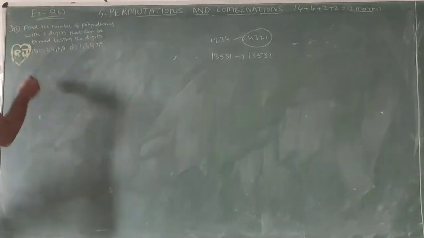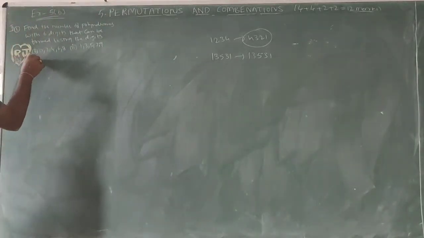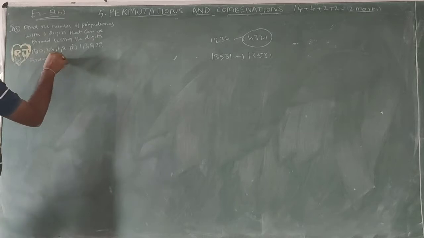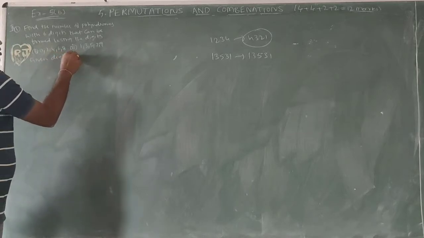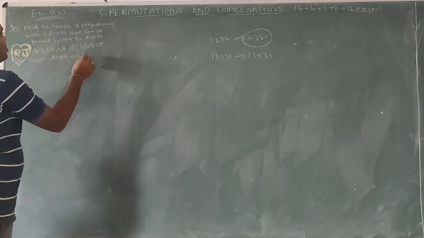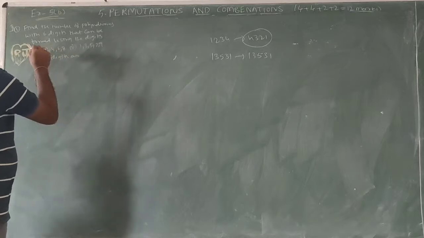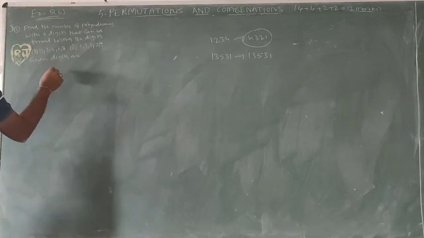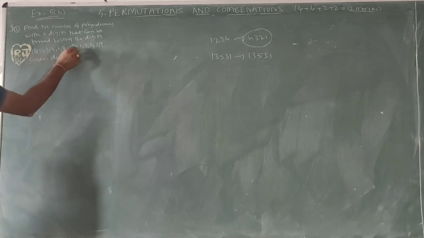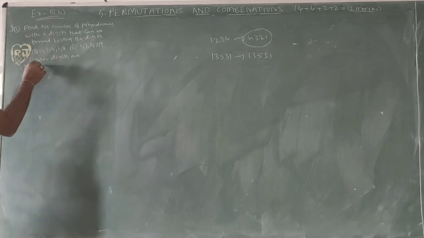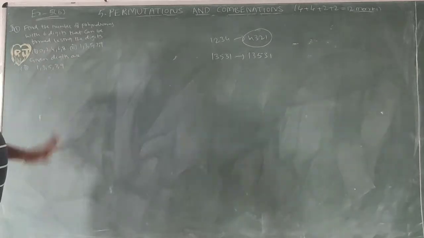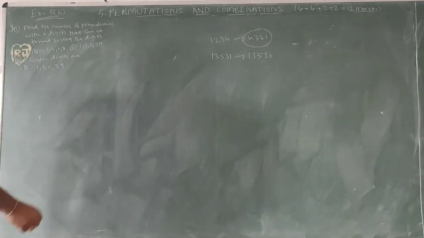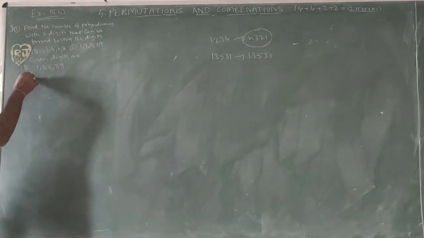Okay, now the solution. Given digits are, so what are the given digits? First one I am taking, second I am taking 1, 3, 5, 7, 9. After this I want to do this one. Okay, so first I want to write the palindrome definition.